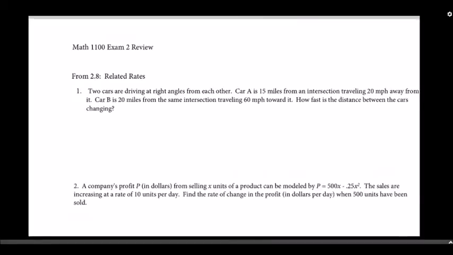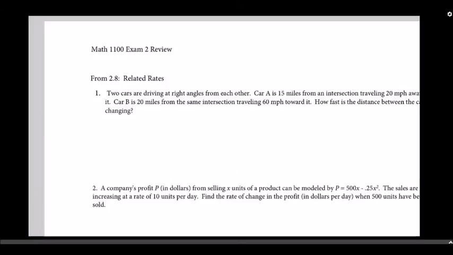So let's say here we have the intersection. Car A is traveling away. Car B is traveling towards. And the question is, how fast is the distance between the two cars changing?